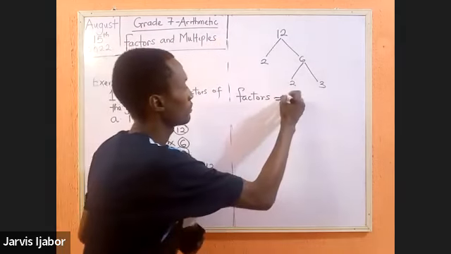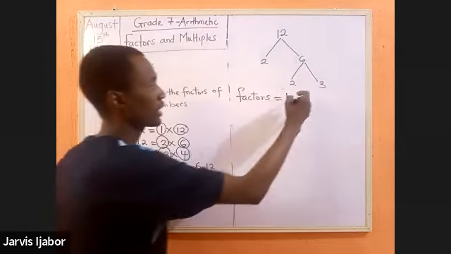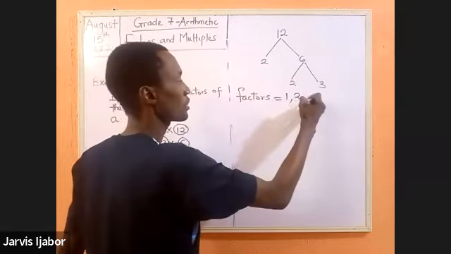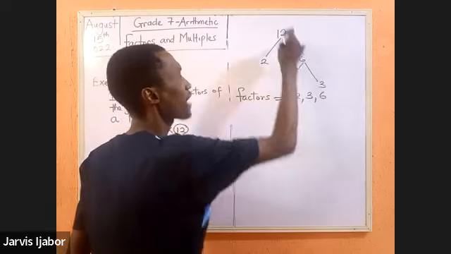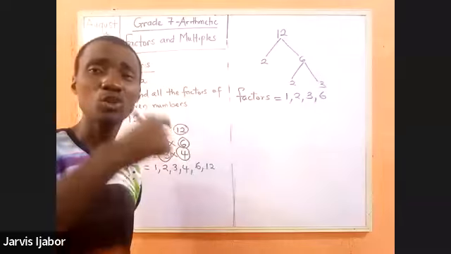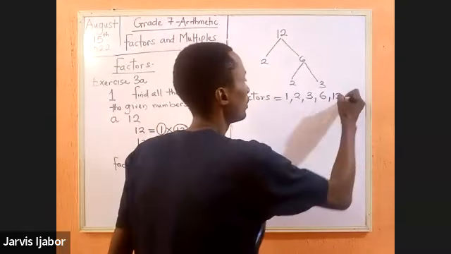So then I look out for unique factors again. I'm saying 2, I'm saying 3, I'm saying 6. And remember that we said that every number has a factor of it. It's a factor of itself. So I write 12. But look at it.